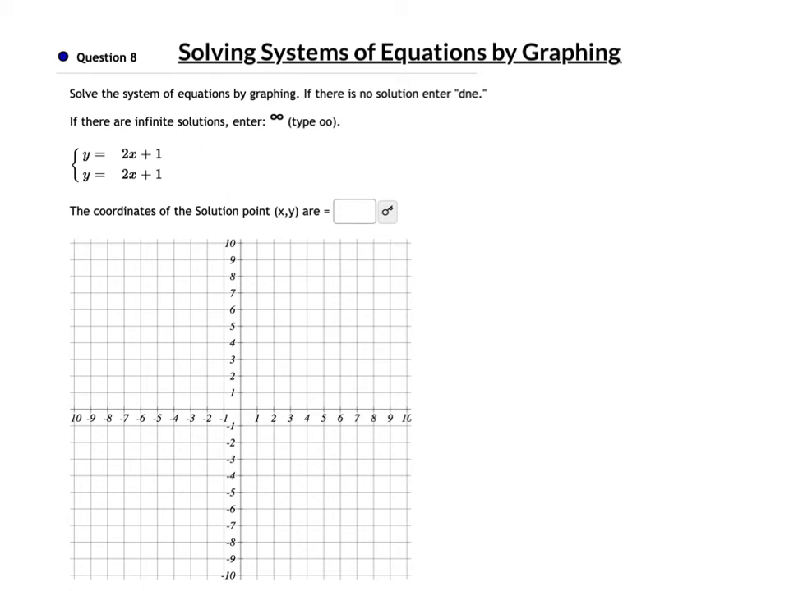Remember that there are three possibilities. The lines might intersect in one point and have one solution in common. They might be parallel and have no solutions in common, no solution. They might overlap and be the same line, in which case they intersect at every ordered pair and there are infinite solutions. In this case, both equations are the same.